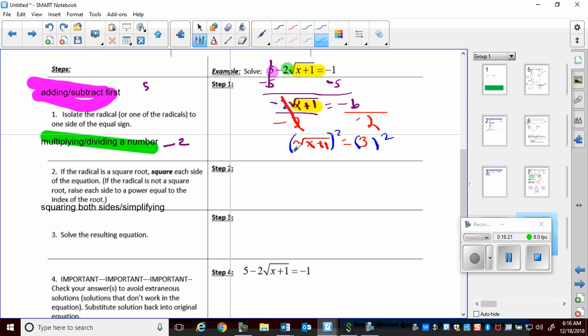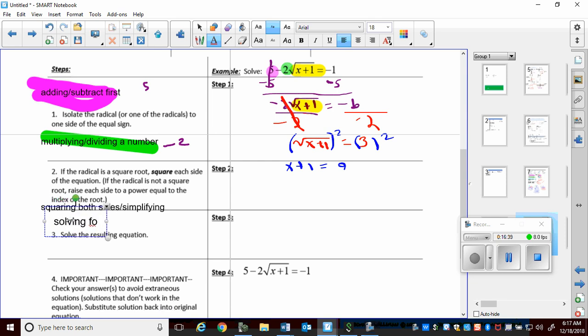When I square both sides, it just pulls off the radical. Very radical, what it does. Equals 9. This is a new step, I'm going to type it out here. It's solving for x. Solve for x. We just got one additional step.